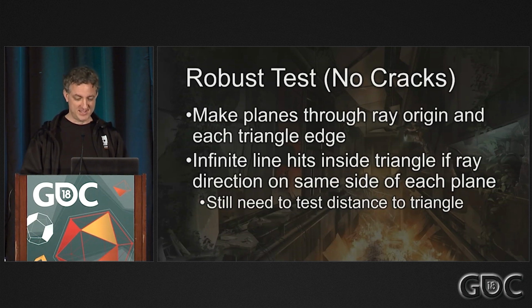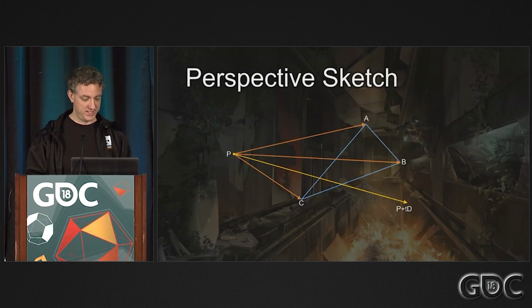So I did something else that doesn't have cracks. I create a plane that goes through the ray origin and each edge, 3 points defines a plane. And the ray hits the triangle if and only if it's on the same side of all 3 planes. And we still have to see if it hits in the right distance range.